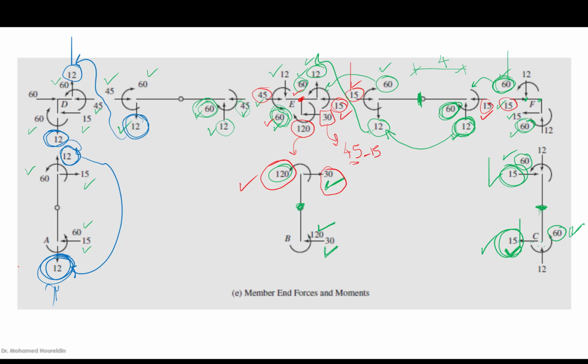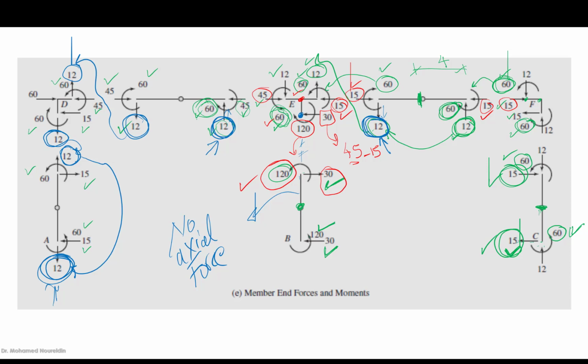In a similar fashion, look at the shear coming from this girder and the shear coming from this girder. It is 12 here and it is 12 here, right? This is going down and this is going up. This means that at this point, there are no forces in the vertical direction. This means that we have no forces in the middle column. This means there is no axial force in this column. No axial force.